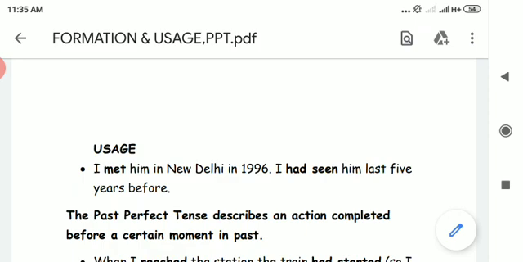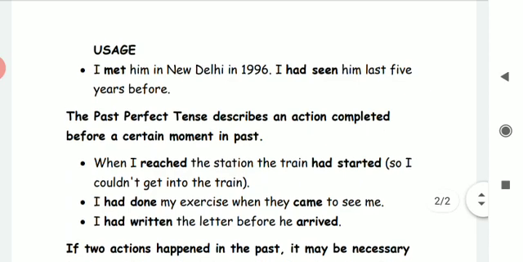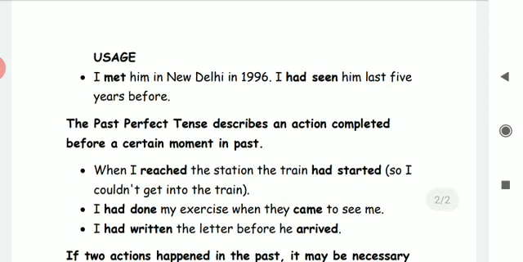You are always using past perfect tense with past simple tense. Past perfect is considered to be earlier action. Past simple is considered to be later action whenever you are using it. Okay. Now see another certain sentences. We will try to see what happens during this.